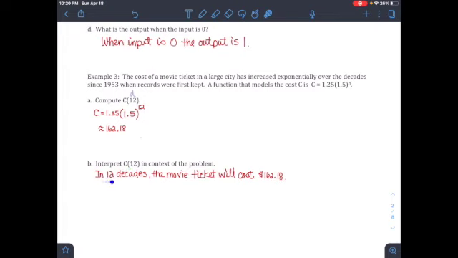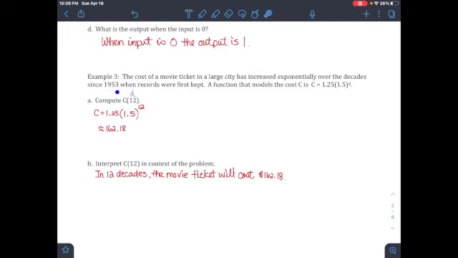So that's the first one. Second one, B, interpret C of 12 in the context of the problem. Well, since D stands for decades, in 12 decades the movie tickets will cost $162.18.